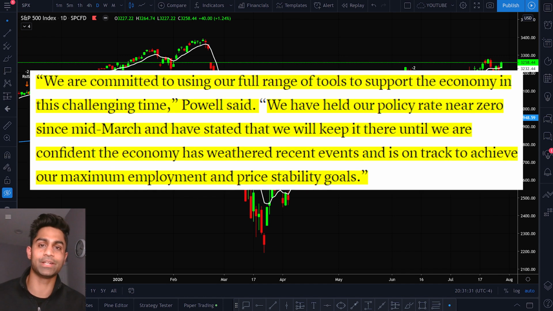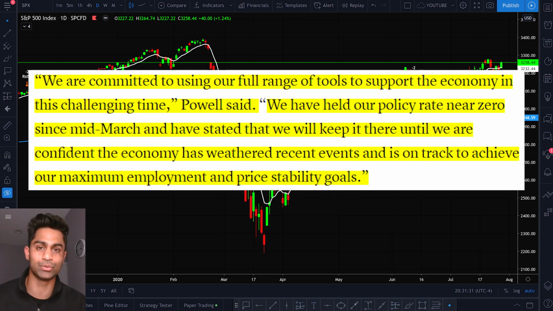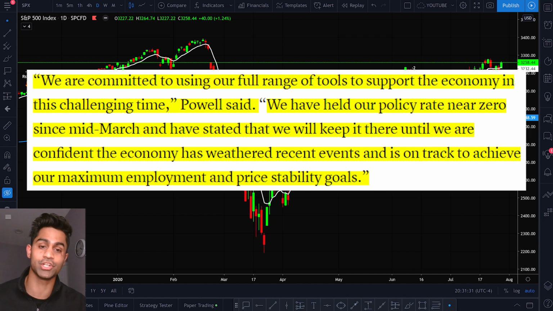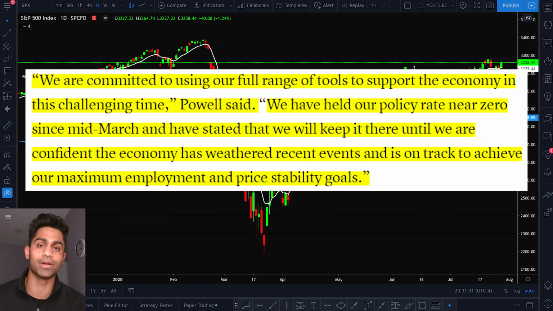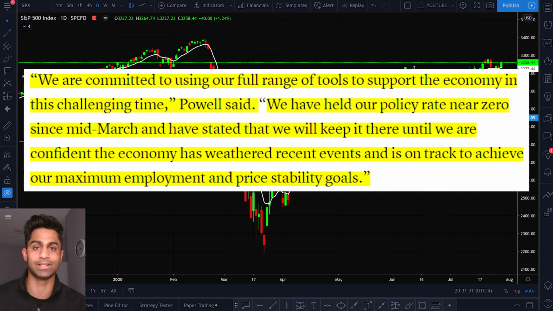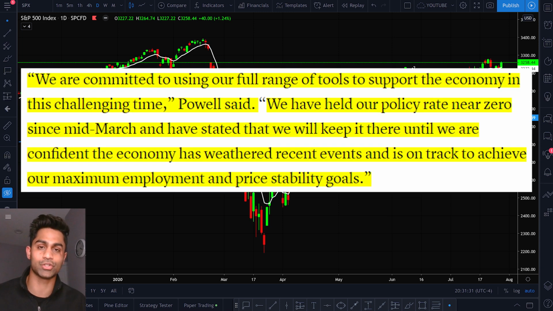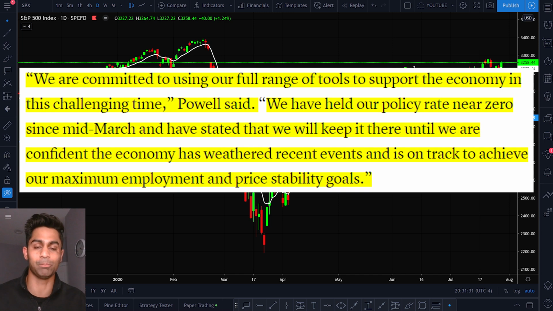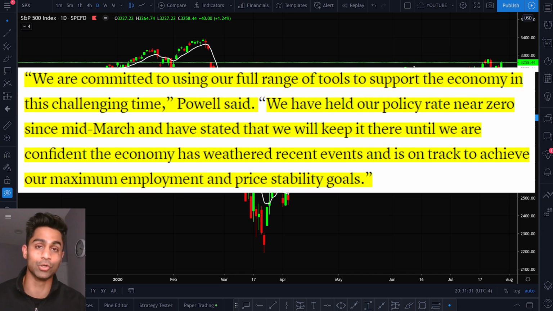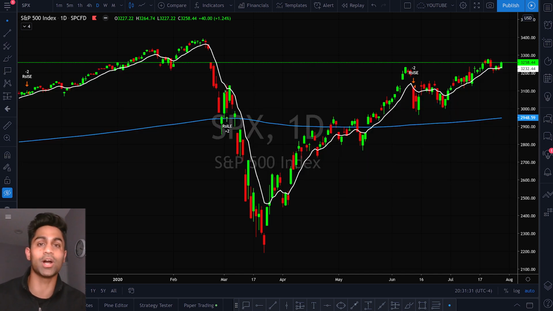In addition to that, he also said that we have held our policy rate near 0 since mid-March and have stated that we will keep it there until we feel confident that the economy has weathered the recent events and is on track to achieve our maximum employment and price stability goals. So I'm not sure what those goals are, whether there's an employment figure or an unemployment rate that he has in mind, along with the price stability goals that he's mentioning.